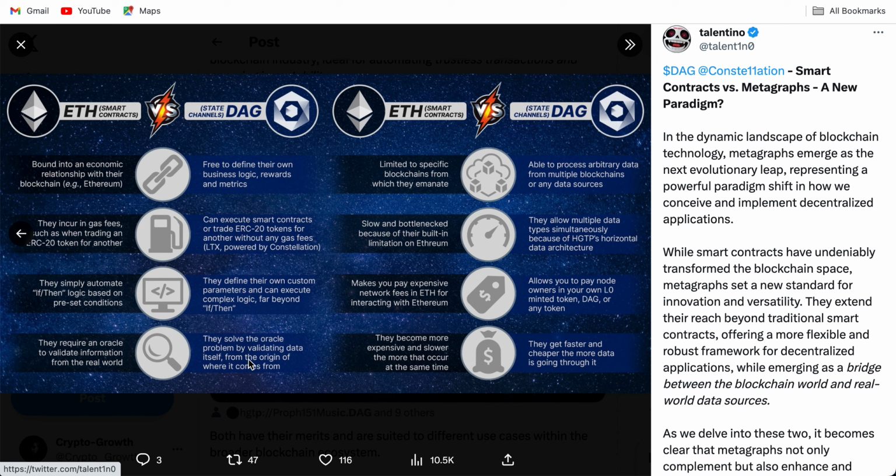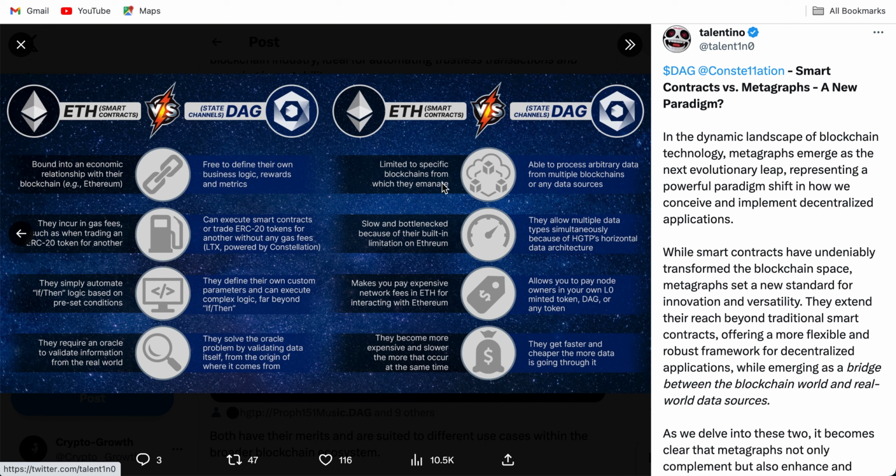This is basically a huge thing: Constellation is relying on its own infrastructure. It doesn't rely on a third-party oracle or anything else. The metagraph is going to be validating external data from the origin it comes from, and it's going to be much more efficient, much more accurate in terms of providing real data, and it's going to be seamless. That is the requirement of the hour.